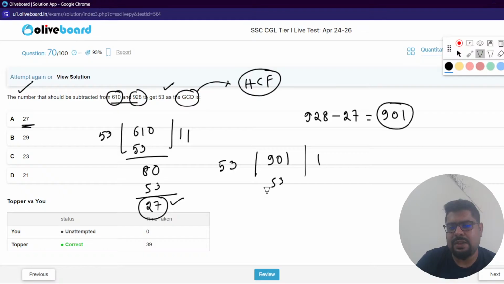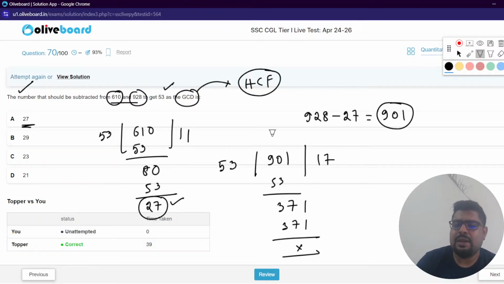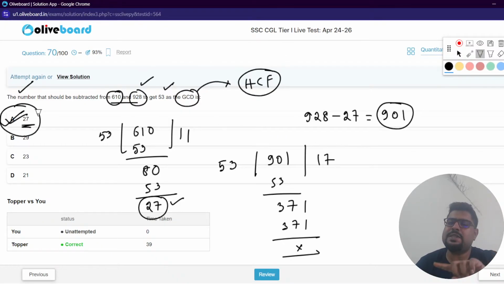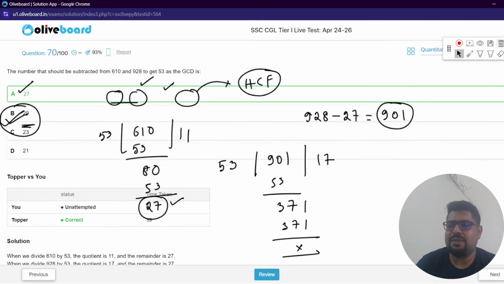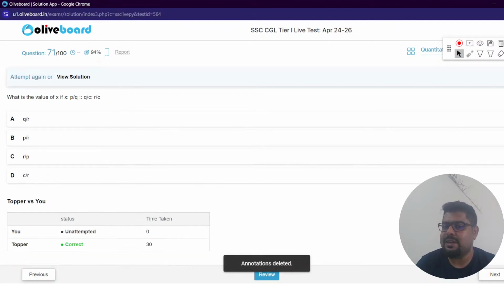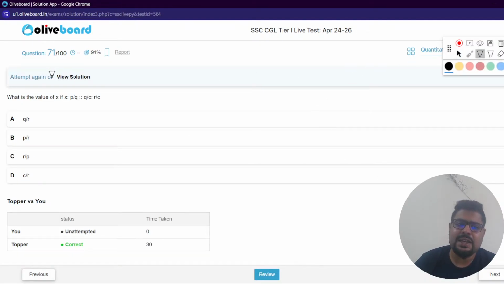53 ones are 53, sir. This is 7, 3, 1. Sir, 7. Yes, sir. This is divisible. Meaning, if I subtract 27 from the second number, that is also divisible by 53. Meaning, sir, 27 is that particular number which should be subtracted from both so that this gets divisible. So that has to be my answer. 27. 100%. Because it's matching. Clear, everyone?